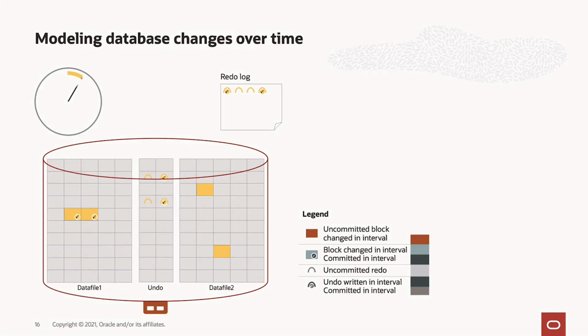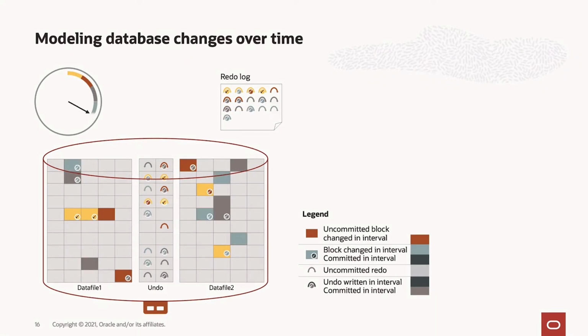Now, as we move into brown time, we see more changes. Notice that one of these changes is to commit a transaction that began in yellow time. All of this is summarized in the legend on the right side of the slide. We can now watch the database activity proceed as we progress through slate, steel, and charcoal time.